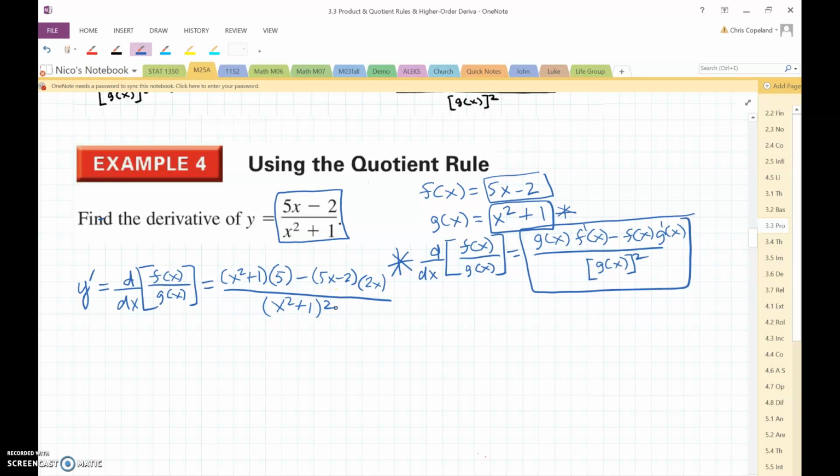There's the first step. The next step, we're going to simplify this. So first of all, I'm going to distribute. I'm going to get 5x squared plus 5 minus, distribute the 2 here, I'm going to get 10x squared minus 4x, all over x squared plus 1 squared.